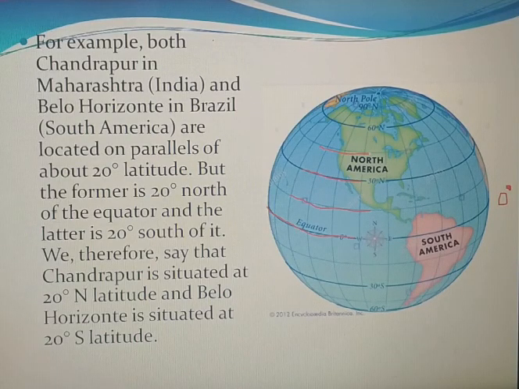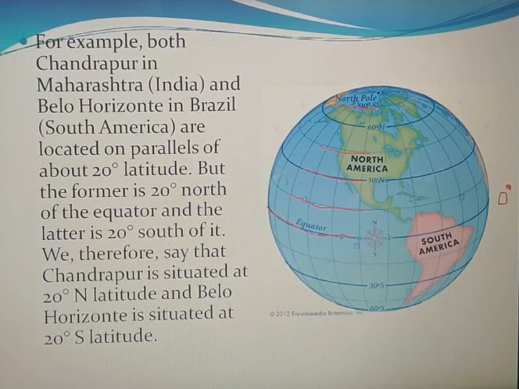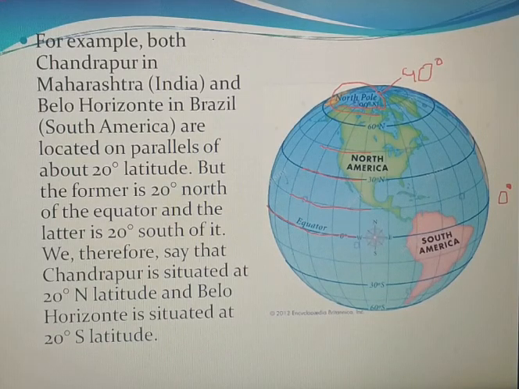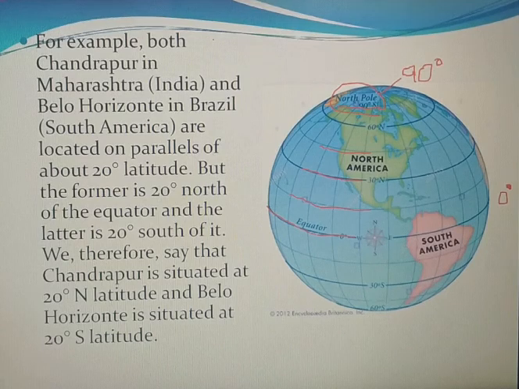So latitudes are parallel to the equator, and they run up to the pole. Here it is the North Pole. Look at the degree of the North Pole: it is 90 degree, as well as the degree for the South Pole. The South Pole is not shown here, but its degree is again 90 degree.